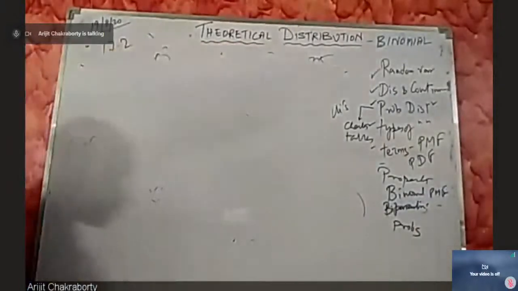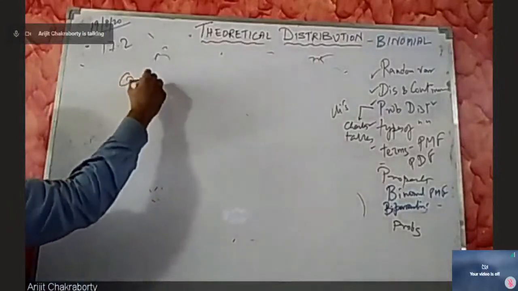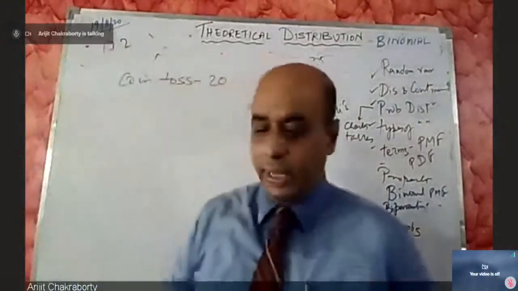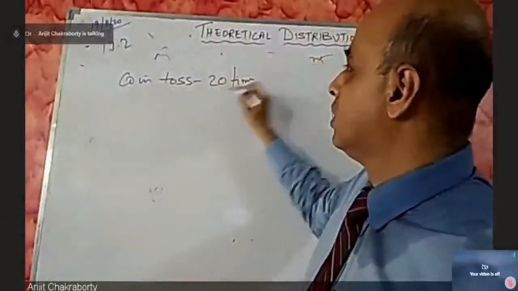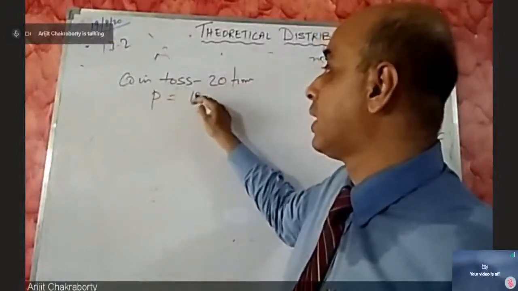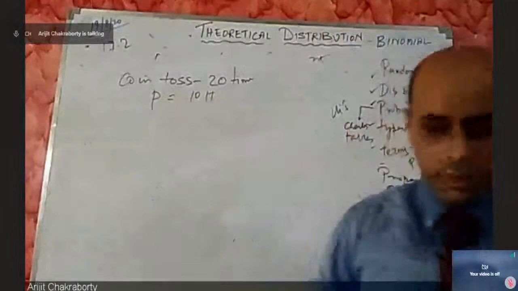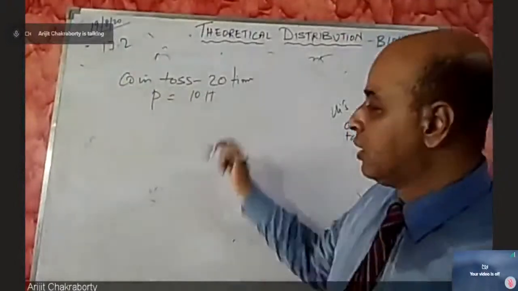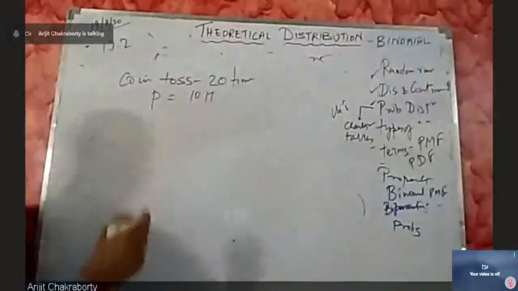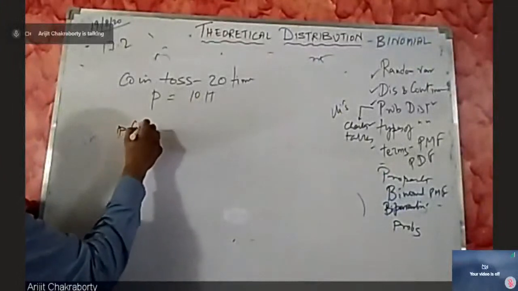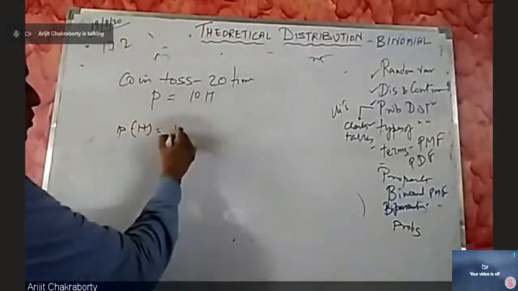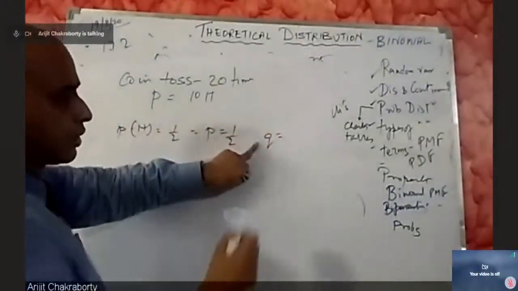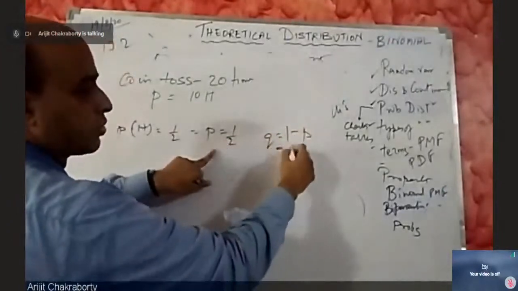The first one: a coin is tossed 20 times. What is the probability of getting exactly 10 heads? Very simple here. You can see that the probability of a head, if you toss the coin once, is half. So P is half. Q is the probability of failure. Q is 1 minus P. P is half, so Q is also half.